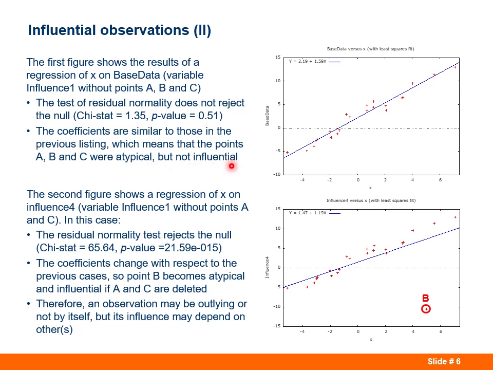And this means that A, B, and C were atypical values, outlying values, but they were not jointly influential. In the second figure, we see the regression of the X variable over influence 4, which is the dataset after deleting points A and C and keeping B in the sample. In this case, the model parameters are substantially influenced by the presence of B, and the test for normality strongly rejects the null. Therefore, and this is the main idea that we need to retain, an observation may be outlying or not by itself, but its influence will depend on the presence of other observations in the sample.